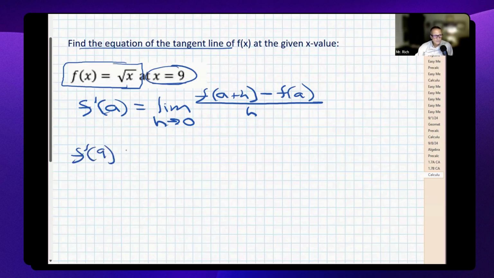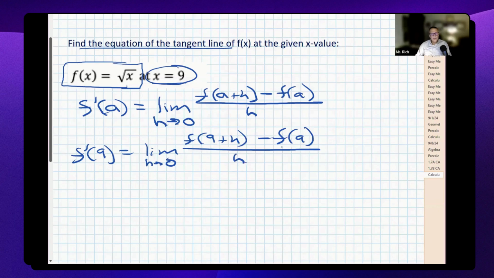And I'm going to use this limit definition. So I'm going to say it's the limit as h goes to 0 of f of 9 plus h, right? Because my a value is 9. So it's going to be f of 9 plus h minus f of 9 all over h. Now I'm going to proceed to evaluate this limit.